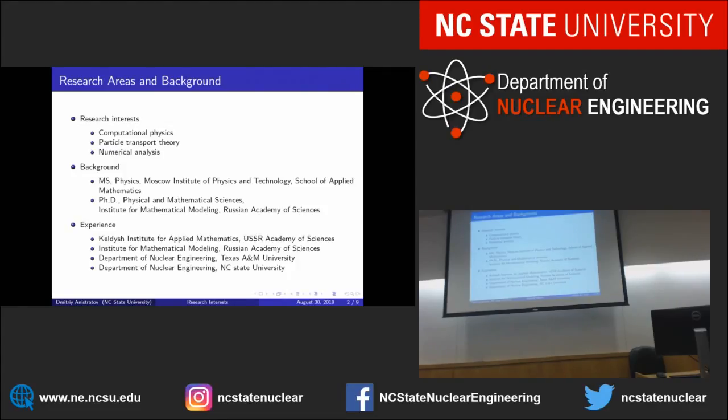And of course those interests were formed by my background and experience. I got a degree in physics from Moscow Institute for Physics and Technology, and then a PhD in physical and mathematical sciences from Institute for Mathematical Modeling, which is a research institute in the Russian Academy of Sciences. Then I worked as a research scientist at Keldysh Institute of Applied Math and Institute for Mathematical Modeling. And then I moved to Texas A&M, where I was visiting assistant professor. And after that, I arrived here, and I'm still here.